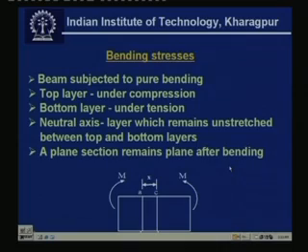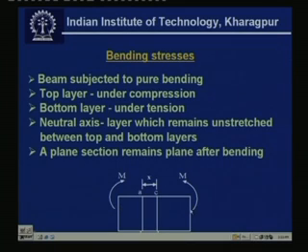In bending stress, we consider a beam subjected to pure bending, which you can see in this figure. This is a beam which has a prismatic cross section and it is under a bending moment M. Please note that this bending moment is equal on both sides, which signifies that the beam is under pure bending. Pure bending means there is no change in bending moment from this section to this section.